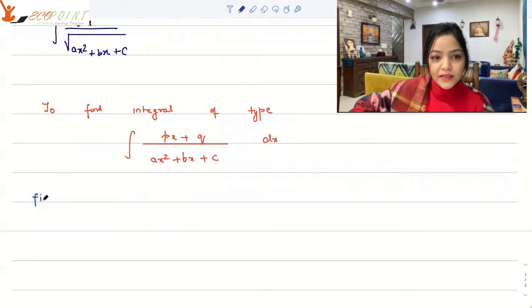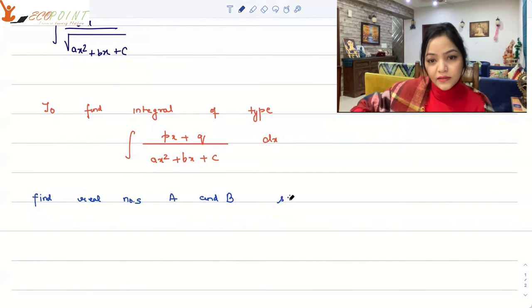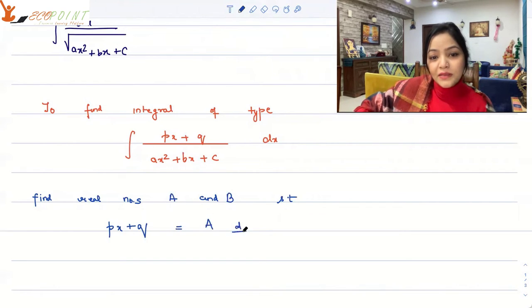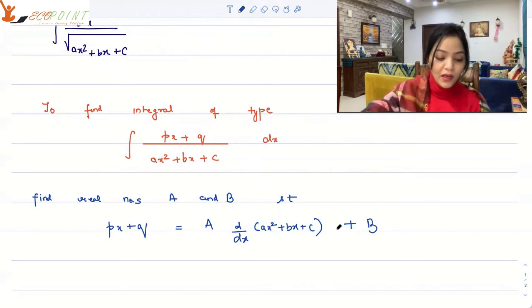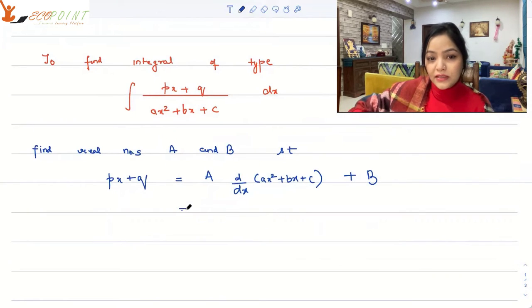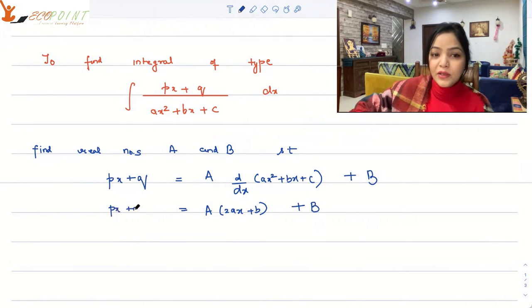So what you can do is find real numbers A and B such that px plus q behaves like A times d by dx of what you have in the denominator, that is ax square plus bx plus c, plus B. So px plus q actually looks like A times d by dx of the denominator plus B. In other words, when you take the derivative of the denominator, you get 2ax plus b, plus B. So px plus q looks like this.